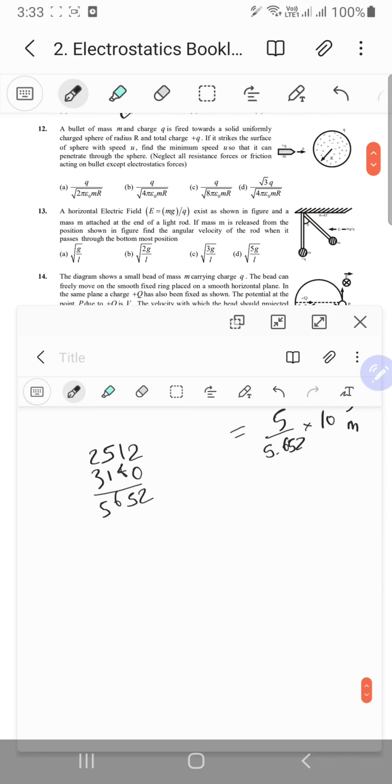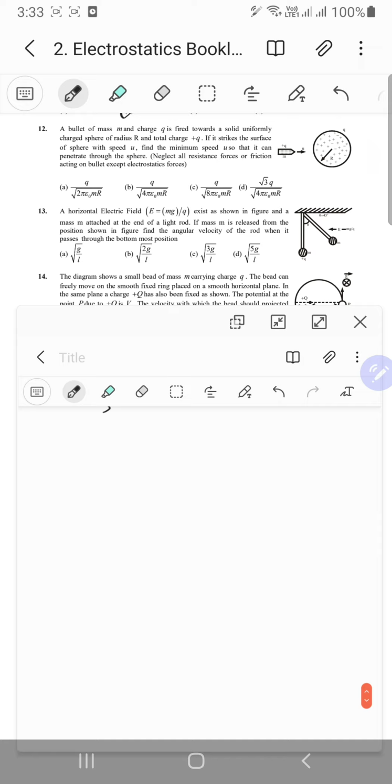Next question. A bullet of mass m and charge q is fired towards a solid uniformly charged sphere of radius capital R and total charge plus q. Okay. If it strikes the surface, so I'm assuming the bullet is like a point mass, something like that. If it strikes the surface of sphere with speed u, find the minimum speed u so that it can penetrate through the sphere. Oh, okay, that's weird. So we want it to penetrate through the sphere.